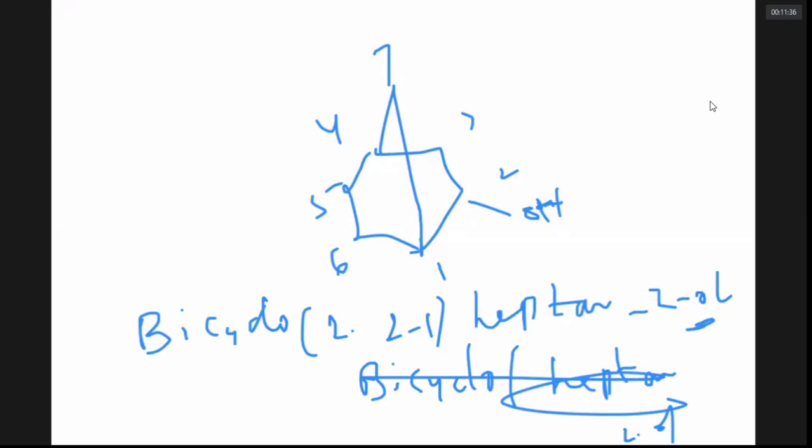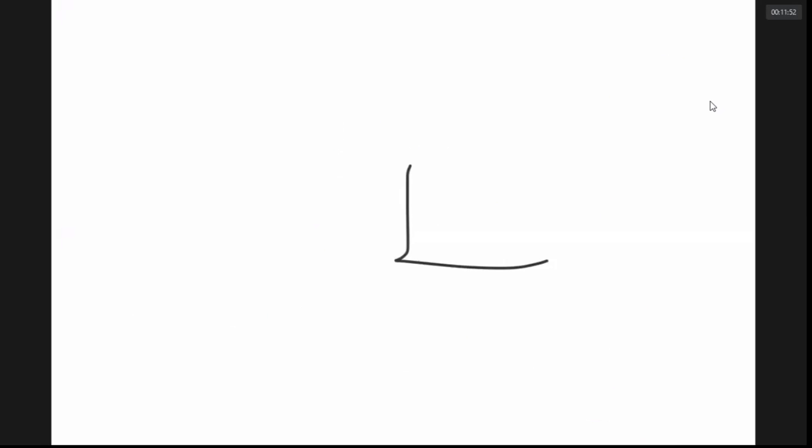Yes, sir. So where is the alcohol group? This. Okay, that is the alcohol group. Can you name this compound, son? I'll write again.